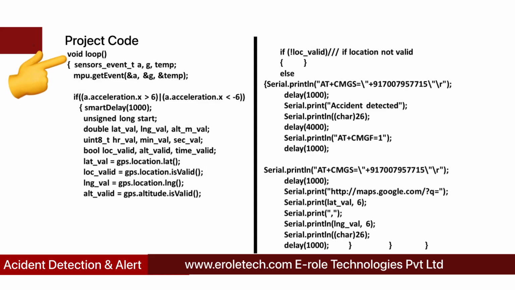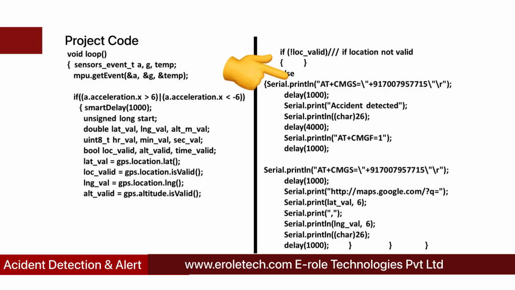Void loop. This function will run over and over again forever, so whatever we have written inside it will repeat forever. Now we will take the reading of tilt sensor. If reading is out of range, then Arduino will send the alert message with location to a registered mobile number. These are the variables and inbuilt functions used to extract the latitude and longitude from the received data from the GPS module. If received location from GPS is not valid, then no SMS will be sent.